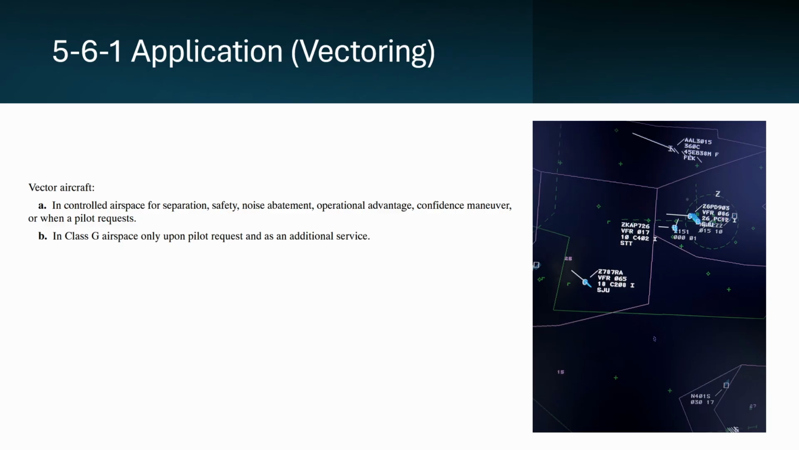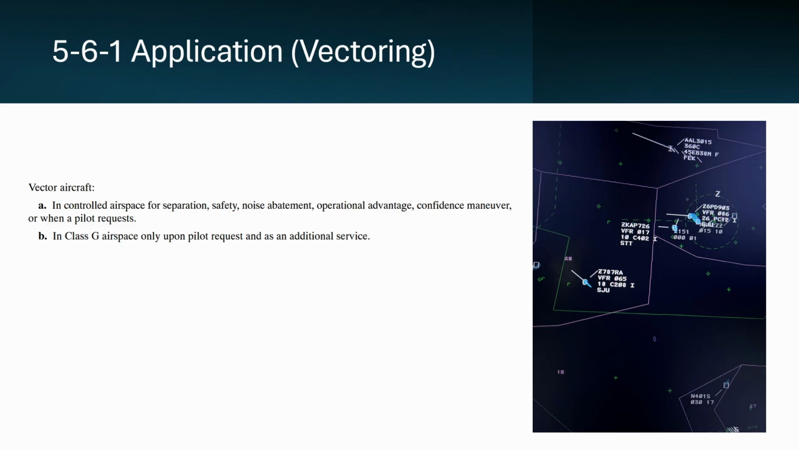So just remember, if you are torn between multiple requests at one time, and an aircraft is going to ask for a vector in Class G airspace, just remember it's not high on your priority list. Just figured I'd throw in that little caveat there. But the actual statement A is very self-explanatory. We're going to use vectoring, move aircraft out of the way of each other for separation, safety. Those two kind of go hand in hand.